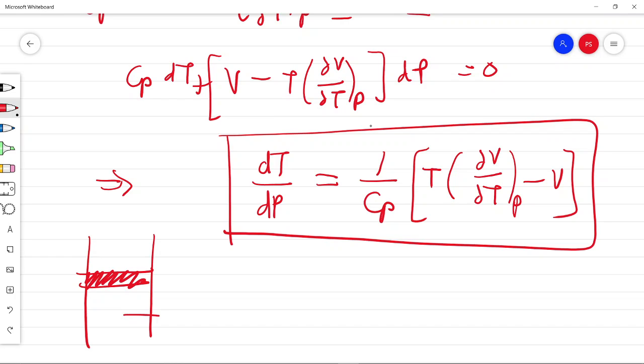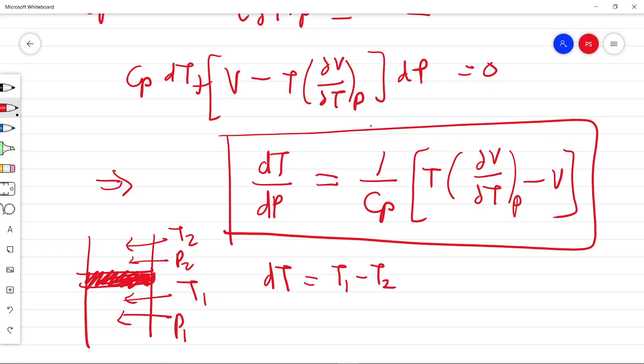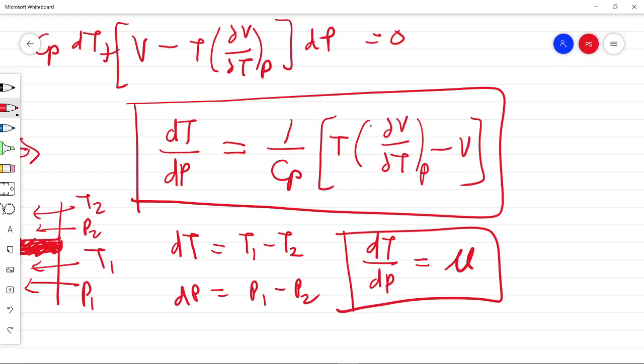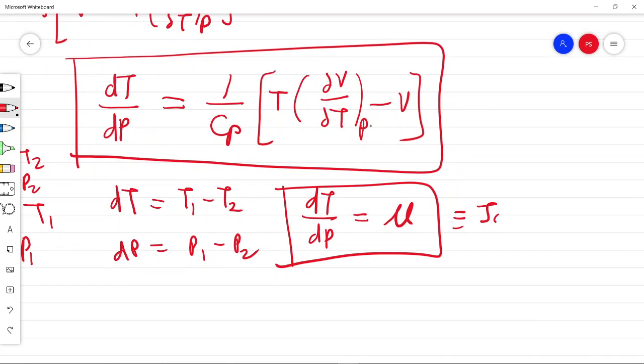for the two regions, the pressure here is P1 and the temperature here is T1, whereas the values are P2 and T2 on the other region, separated by the porous plug. This dT is just T1 minus T2 and dP is P1 minus P2. So this ratio dT/dP is going to decide whether the gas is going to cool or heat, or no temperature change is observed. This dT/dP is denoted by the letter mu, and it is called the Joule Thomson coefficient.